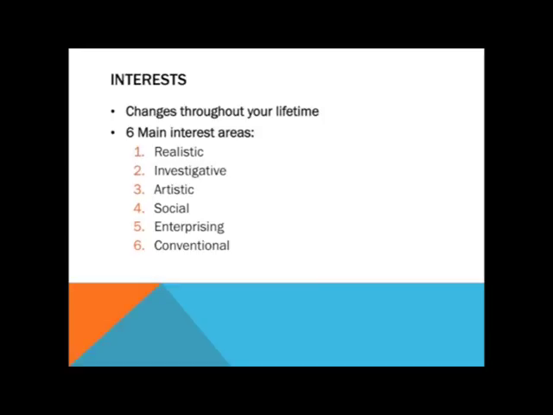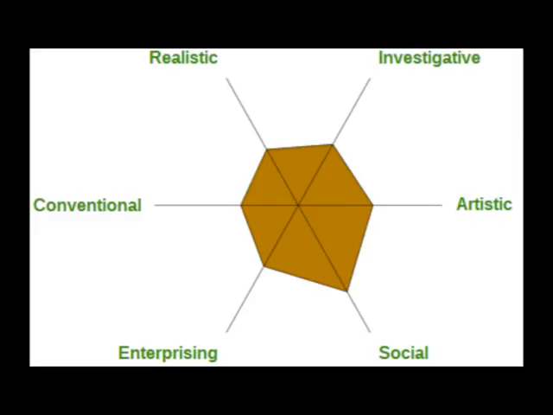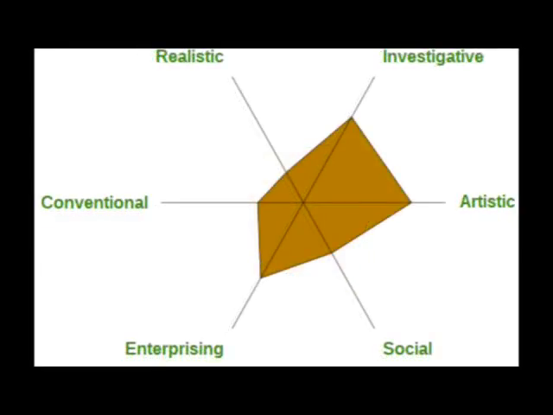The interest assessment measures your individual preferences for 6 main interest areas: realistic, investigative, artistic, social, enterprising, and conventional. Each interest score is individual from the others. How you score in each area can be considered your interest fingerprint.